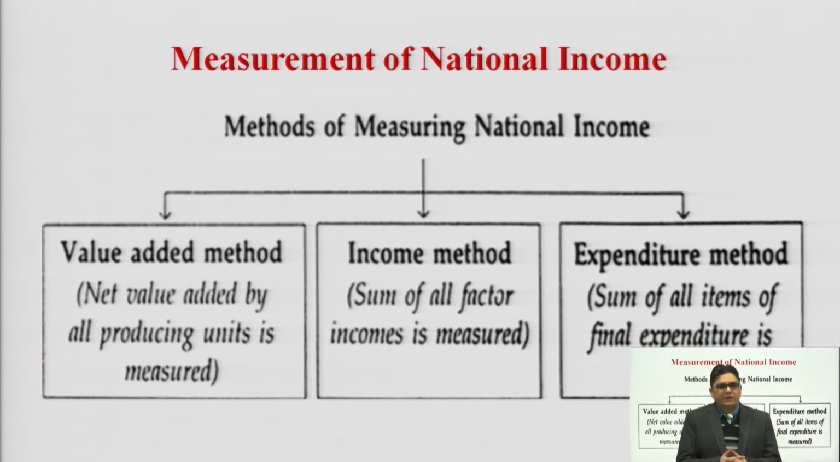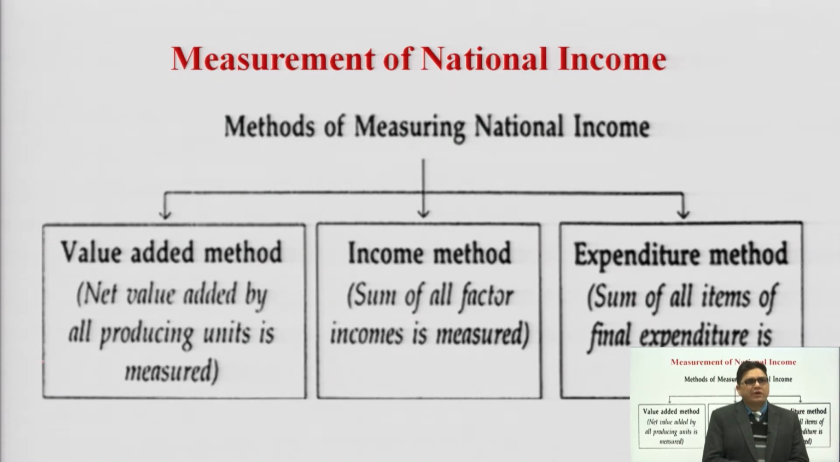In the value added method, we know that at every stage of production, the value of production keeps on changing. For example, at the first stage the value was 1000, at the next stage it was 1500, at the third stage it was 2000. So, the value added method says that double counting needs to be avoided, and the value added at every stage needs to be taken into account.